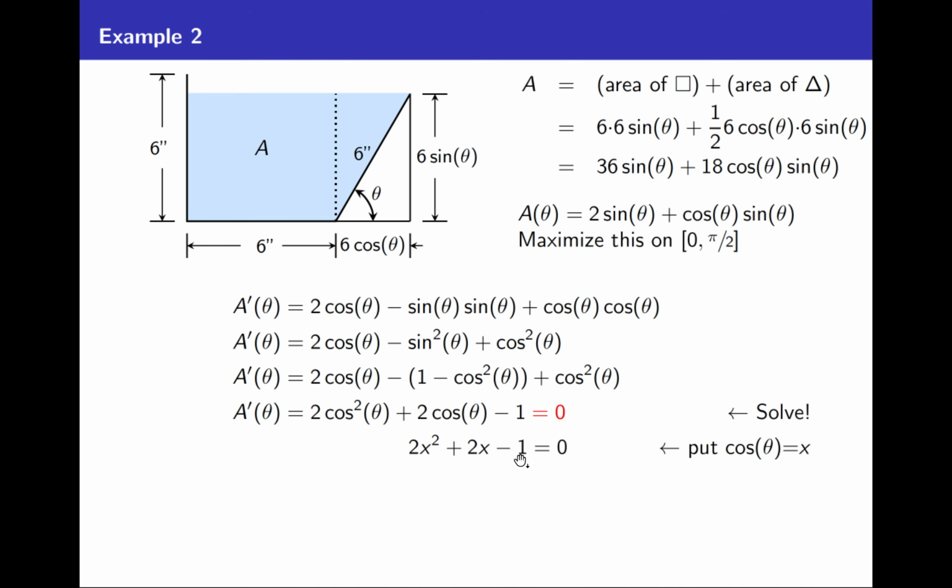So we need to solve this quadratic. And it doesn't factor. You can quickly convince yourself of that. So you might want to use the quadratic formula. And if you do that, solving this quadratic with the quadratic formula, x is minus 2 plus or minus the square root of 2 squared minus 4 times 2 times minus 1, over 2 times 2. And that's minus 2 plus or minus the square root of 12 over 4.